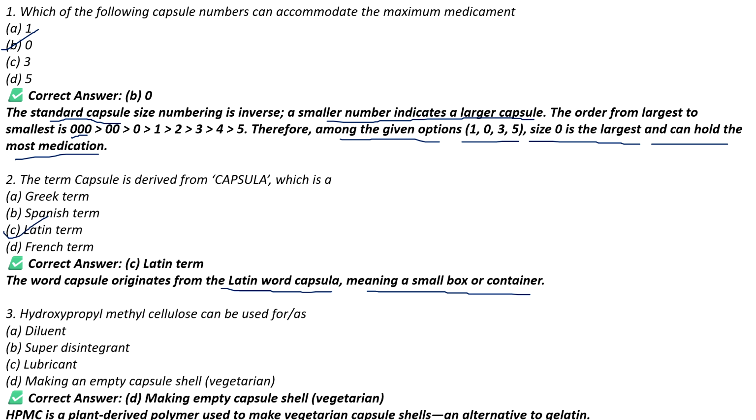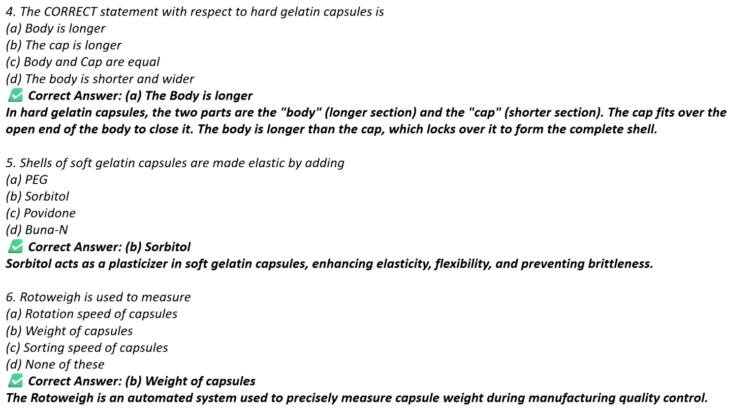Moving on to the next question. Hydroxypropyl methyl cellulose can be used as: diluent, super disintegrant, lubricant or making an empty capsule shell. HPMC is a plant-derived polymer used to make vegetarian capsule shells, and it is an alternative to gelatin. So option D, making an empty capsule shell, is the right answer for this question.